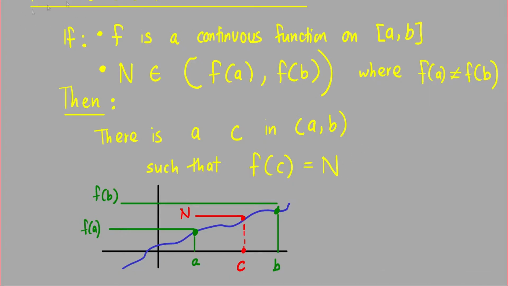The big thing to remember about this is that we can only make these conclusions because f is continuous. Suppose f was not continuous, like it had a break in our interval and we had to choose an n that landed in that break. We can't make the same conclusion about there being a c for that n.